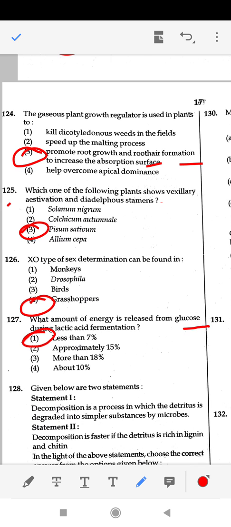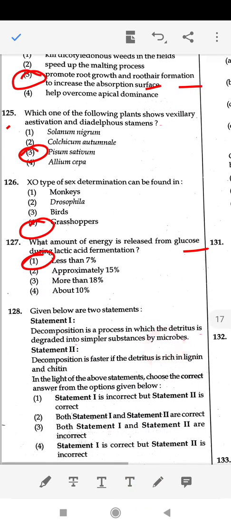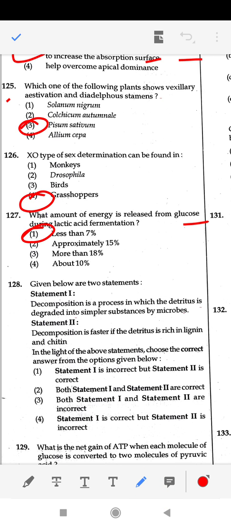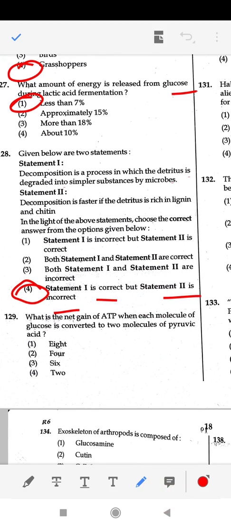Again, question is given. Given below are two statements. Statement 1. Decomposition is a process in which the detritus is degraded into simpler substances by microbes. Statement 2. Decomposition is faster if the detritus is rich in lignin and chitin. In the light of the above statements, choose the correct answer from the options given below. Answer 4 is the right one. Statement 1 is correct, but statement 2 is incorrect. What is the net gain of ATP when each molecule of glucose is converted to 2 molecules of pyruvic acid?